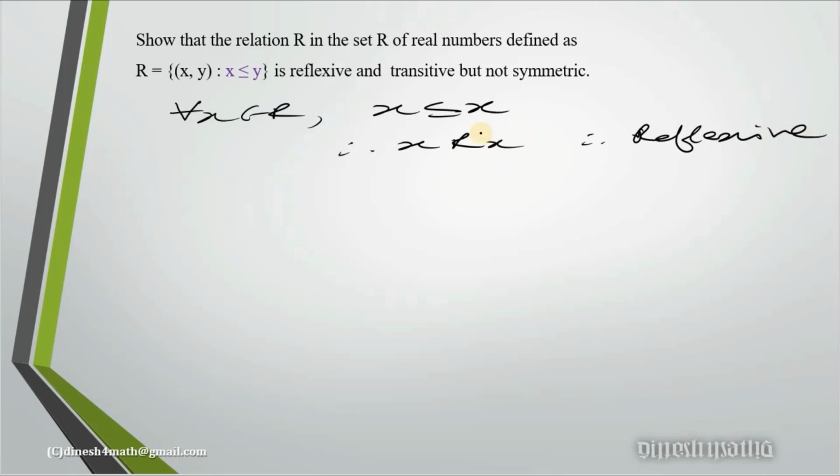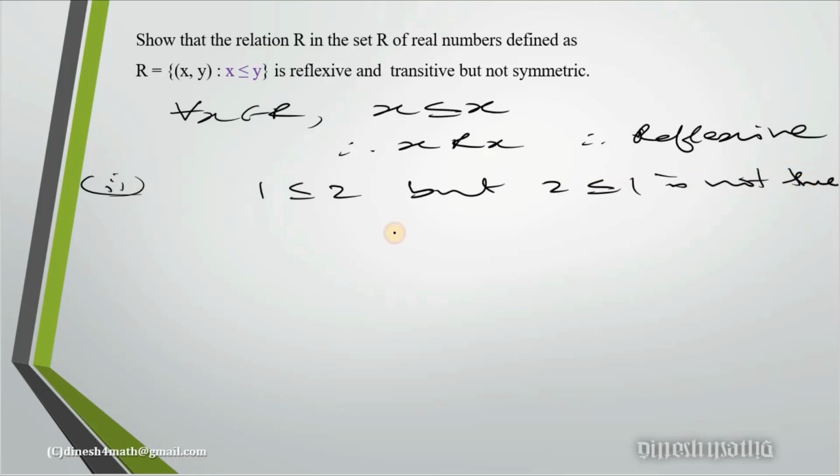For every element x, x is less than or equal to x, so x is related to x, so it is reflexive. Now the second one, we need to prove it is not symmetric. Take just an example, anything whichever you like. See, 1 less than or equal to 2, but 2 less than or equal to 1 is not true. So 1, 2 belongs to R, but 2, 1 does not belong to R.